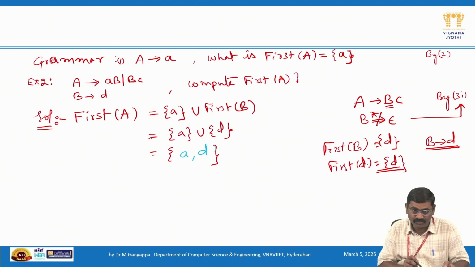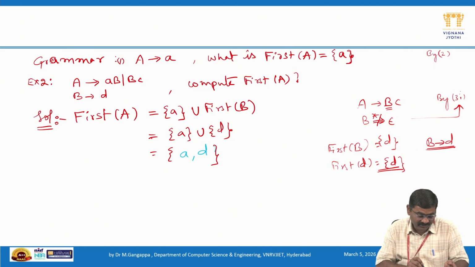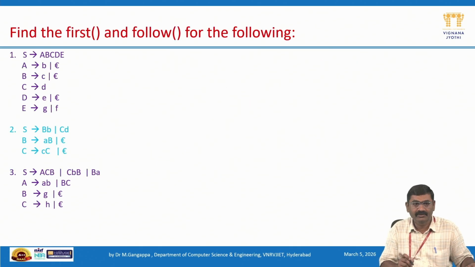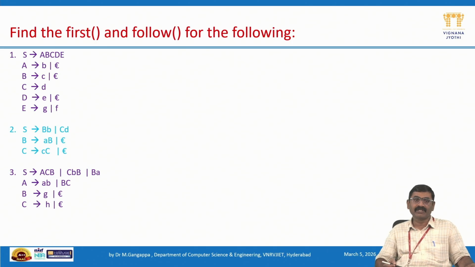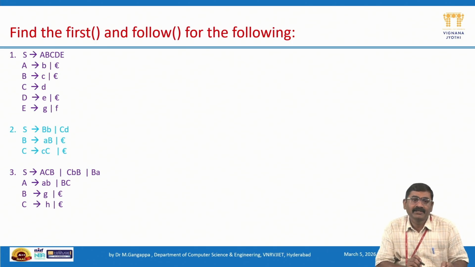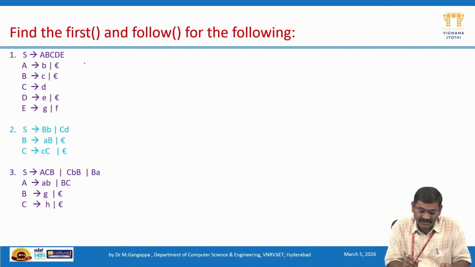Right? Shall we go to one more example so that we can easily understand other rules as well. Let us take one example. S gives ABCDE, and A gives B or epsilon, B gives C or epsilon, C gives D, D gives E or epsilon, E gives G or epsilon. So let us consider this example and let us solve the first for this grammar.